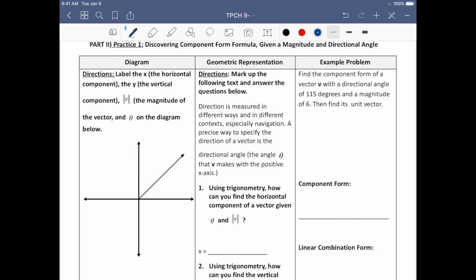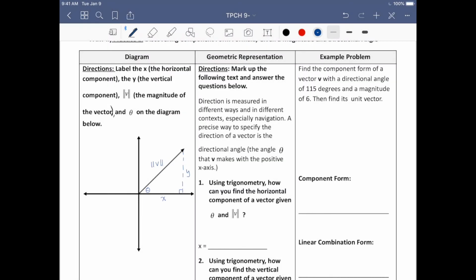So if I were to drop a perpendicular, this seems all too familiar, right? We just studied a lot of right triangle trigonometry. This will be my y, this will be my x, and this will be my theta. Well, remember, the magnitude is the length of the vector, so that means this right here is the magnitude.